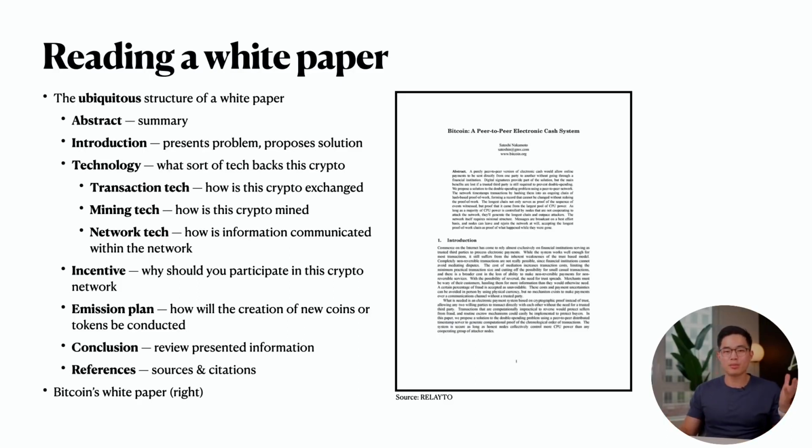And finally, there's probably going to be references, so these are the sources and citations. Over here on the right is Bitcoin's white paper. It's just the first page of it. If you want to read up on Bitcoin's white paper, you can easily find it online. Just search up Bitcoin white paper and the whole thing is going to be there.